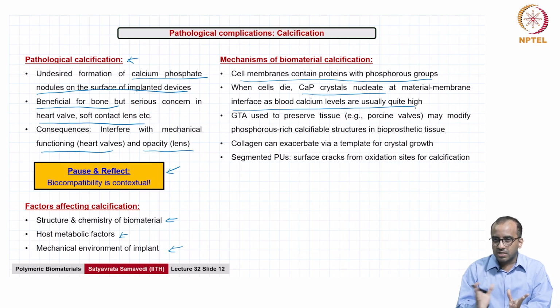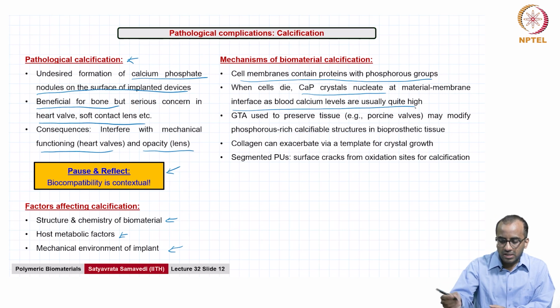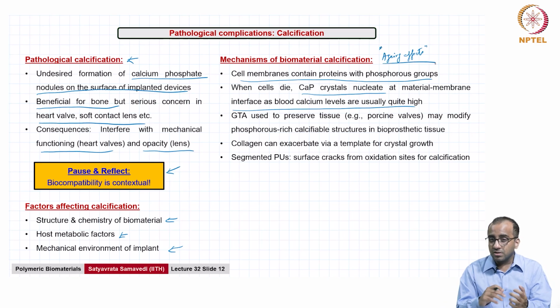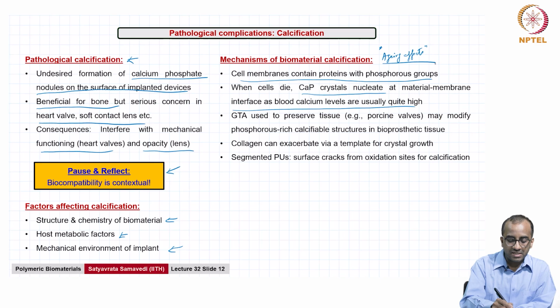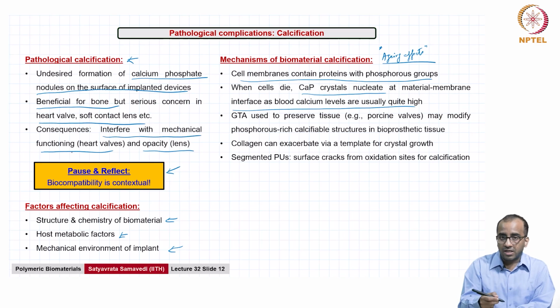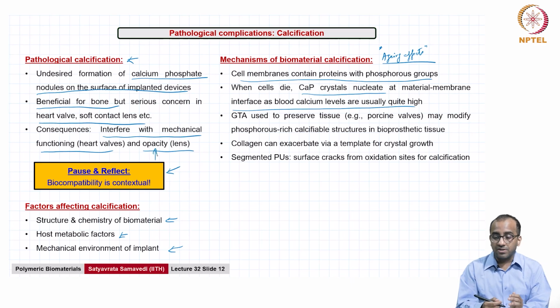Again, this is why we are looking at it in the context of blood material interactions. Continued exposure of materials to blood can lead to calcification in what you would broadly call aging effects. So, this is not degradation, this is not deterioration, this is a change in properties. For example, we see that this can interfere with the mechanical functioning of heart valves, or the transparency of the lens. So, a change in properties with time due to continued interactions.